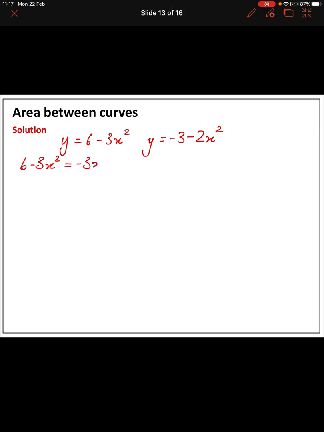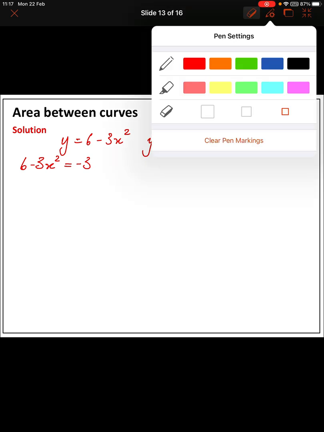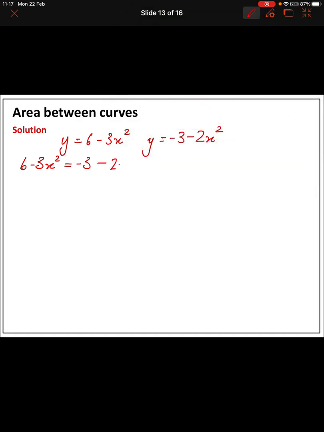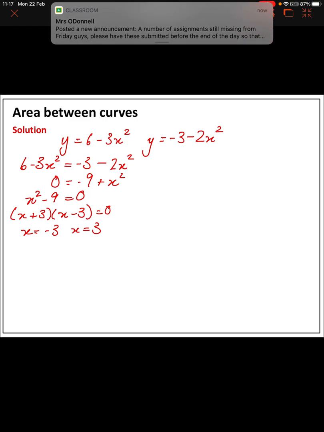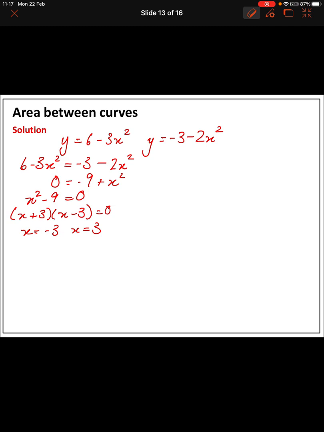Sorry, typo. Okay, bring it all over and set it equal to 0. So I would end up with minus 9, balance the equation, plus x squared. If I rewrite that, I'll get x squared minus 9, it might be more notable. I've got a difference of 2 squares, so I now factorise it, x plus 3, x minus 3. So my limits are x is equal to minus 3 and x is equal to 3. So I've got my upper and lower limit. Okay, now unfortunately I'm going to need the space, so I need to rub this out.